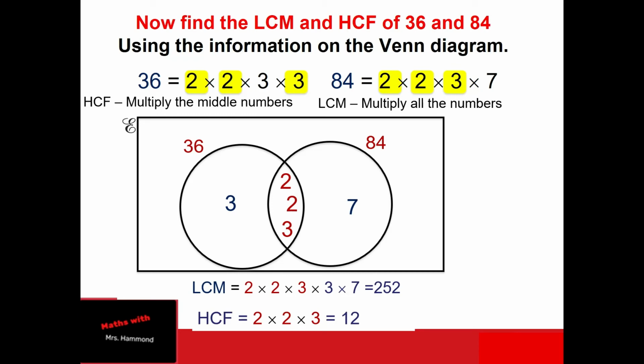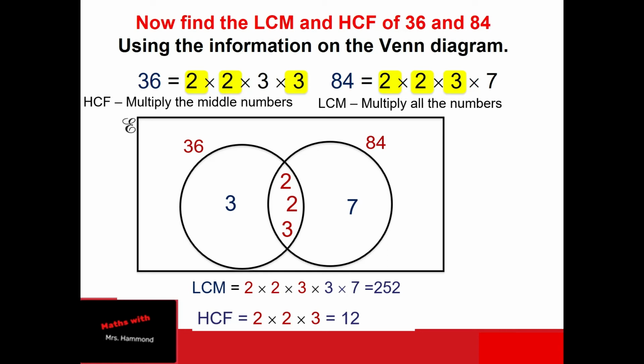So every single factor we have in all two circles put together, including the numbers that do not occur in the overlap, will be multiplied together to get the LCM. And as you can see, the LCM is a much larger number than the HCF. Again, it's because the LCM is a multiple, a common multiple, but the HCF is a factor, a common factor of the two numbers. So that's how to find the highest common factor and the LCM using the Venn diagram.